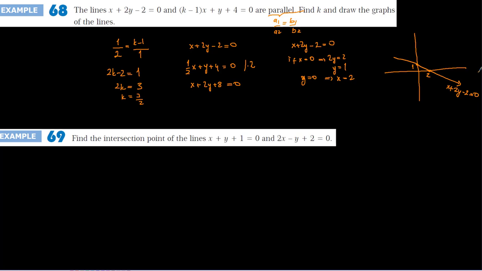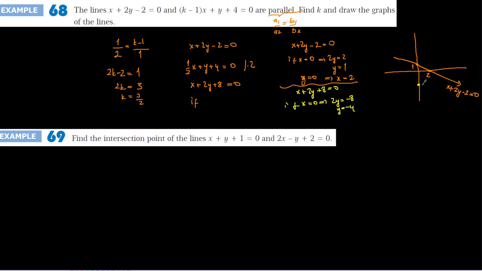Yes. Then the second one, x plus 2y plus 8 is equal to 0. Let's write the second line here and draw with a different color. If x is equal to 0, then this implies that 2y is equal to minus 8 and y is equal to minus 4. So y is equal to minus 4, it should be here.